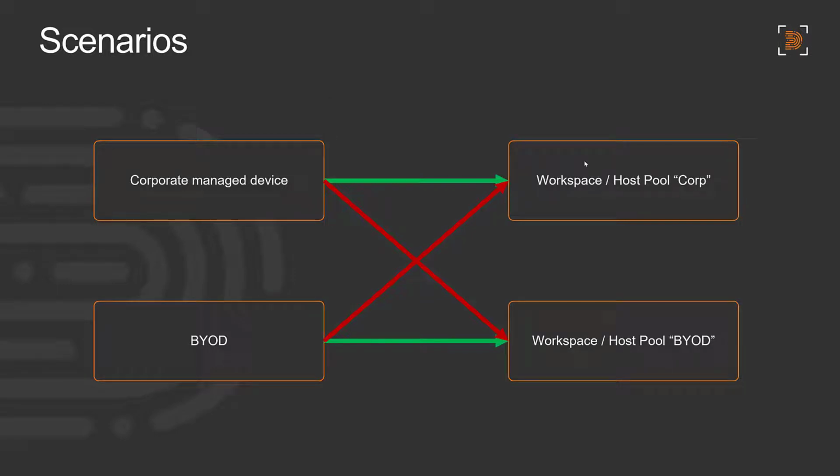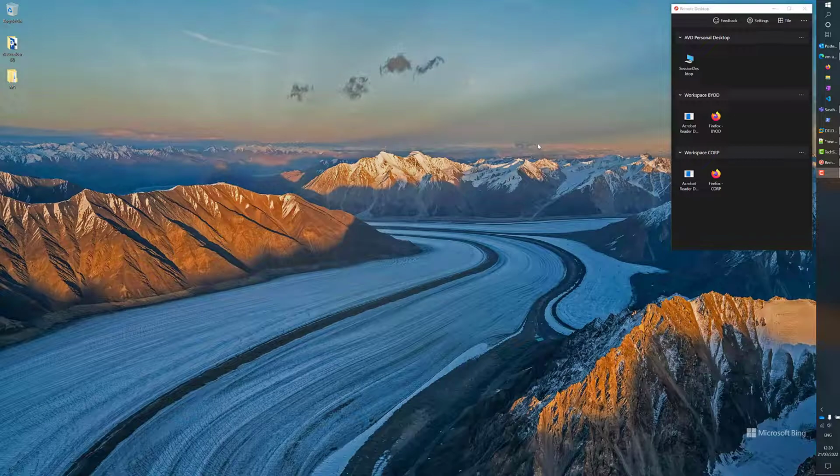Our user will use two different devices to access the AVD resources, and in the first demo we are going to use the bring your own device. Now I switch to my bring your own machine and I already opened the Microsoft Remote Desktop application. Inside the application you see several host pools or workspaces with resources, and we are going to focus on workspace bring your own device and workspace Corp here.